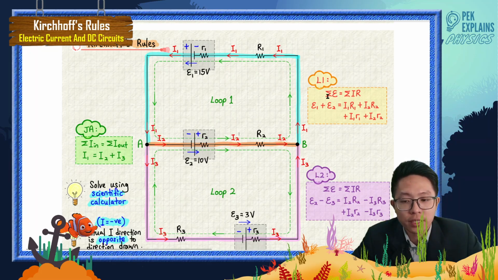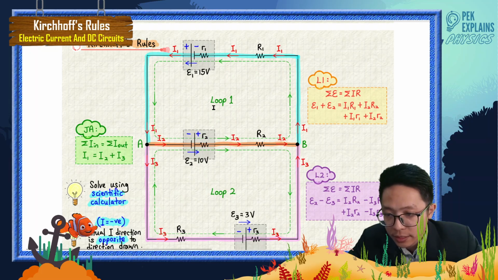The voltage supply must be equal to the voltage used by all the resistors, external resistor and internal resistor. Voltage supply equals voltage loss. So what is the voltage supply? First of all, I look at how many batteries there are. I have E1, I have E2. I labeled already the direction of EMF from negative terminal to positive terminal. So now it's easy for me to find positive or negative EMF.